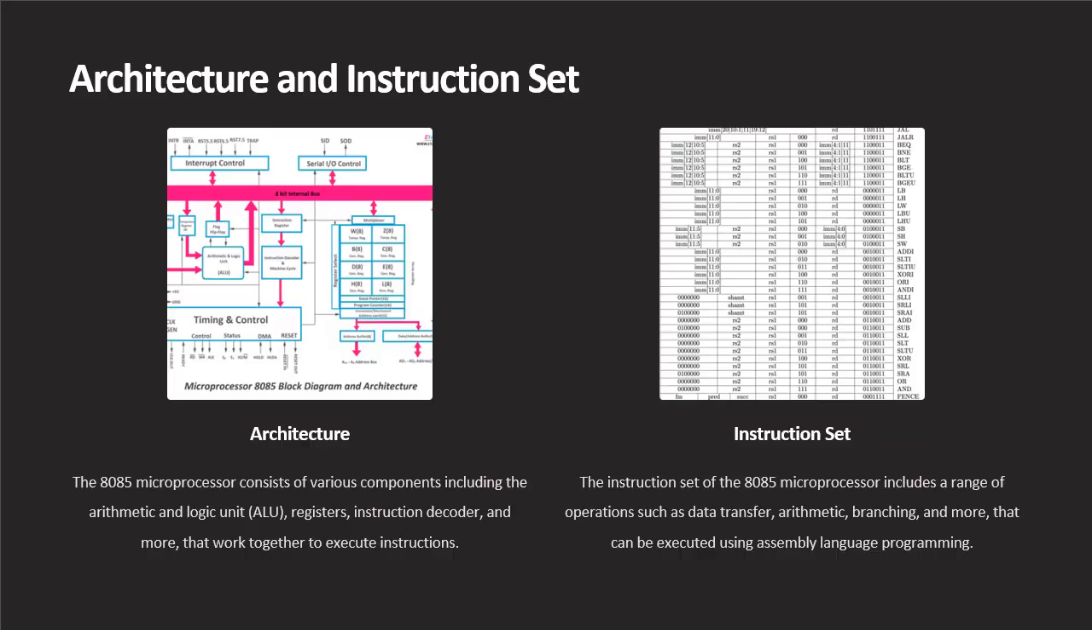Talking about the architecture and instruction set. The 8085 microprocessor consists of various components including the arithmetic logical unit, registers, instruction decoder, and more that work together to execute instructions. It consists of program counter, stack pointer, timing and control, interrupt controller, input and output controller. It has an 8-bit internal data bus which is used to carry the data from one part to another. The instruction set of the 8085 microprocessor includes a range of operations such as data transfer, arithmetic, branching, and more that can be executed using assembly language programming.